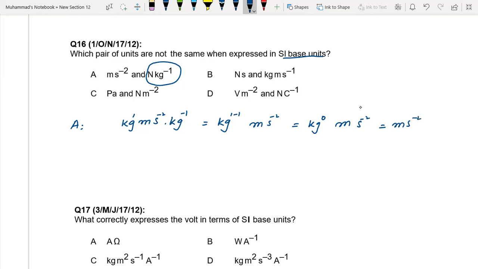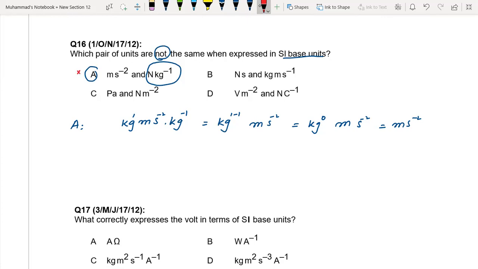So Newton per kg is the same as m s^-2. So option A is correct for this. So which pair of units are not the same? Again, we have to look for the not. So they are the same, so we will not take this.